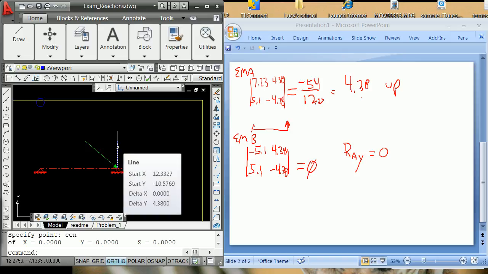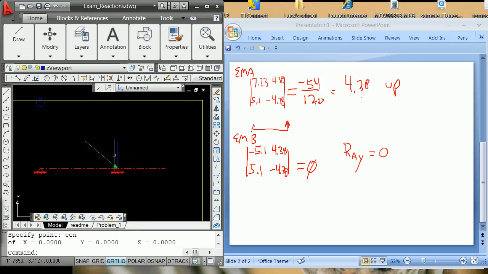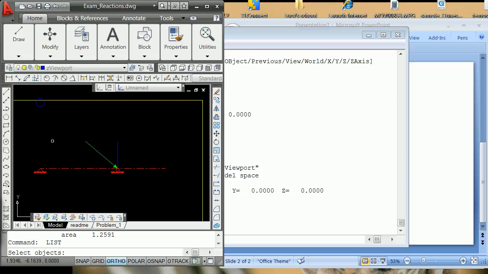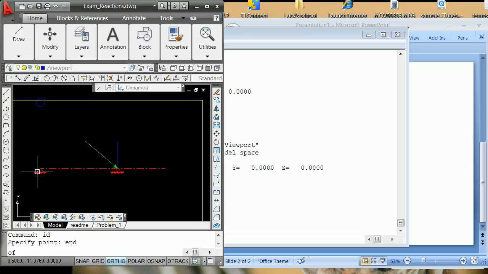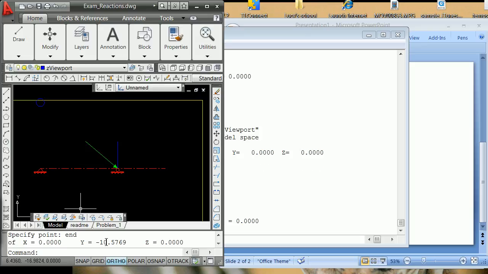that force, you could write that matrix out. It's kind of foolish at this point to do that, but you could write that out and realize that this force times distance equals this force times distance. But realistically, you could just do this. You could list that, that's at 0, 0. You could do an ID of the endpoint there and realize that's 10.57. This is 12.33, therefore it's closer. Therefore, it's going to have to be more. So you can take 10.57 divided by 12.33 and get your reaction.